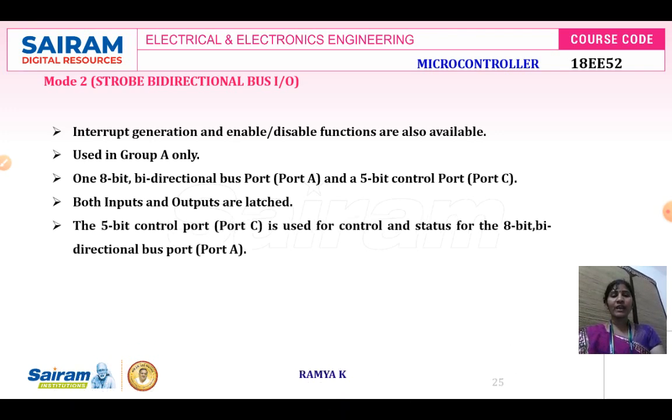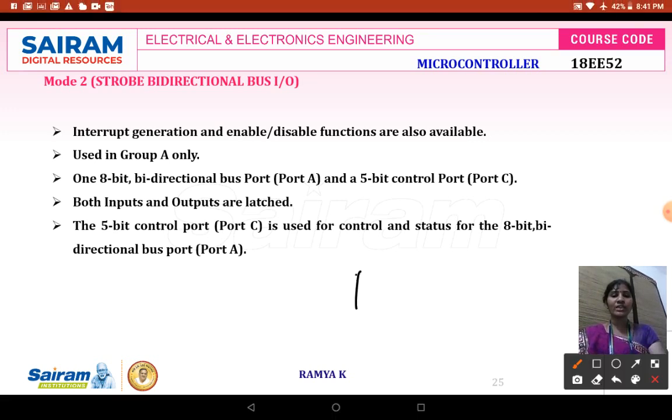This is the key important point to be noticed in mode 2 compared to your mode 0. Next one, the 5-bit control port C is used for control and status for the 8-bit bidirectional port. As we discussed, here we are going to utilize only port A and port C 5-bit. This port C 5-bit is nothing but your control signal that is used to control the entire 8 bits of port A bidirectional data bus.